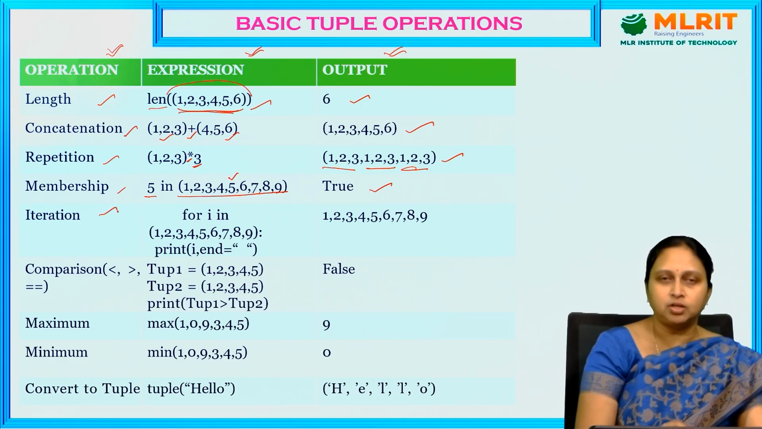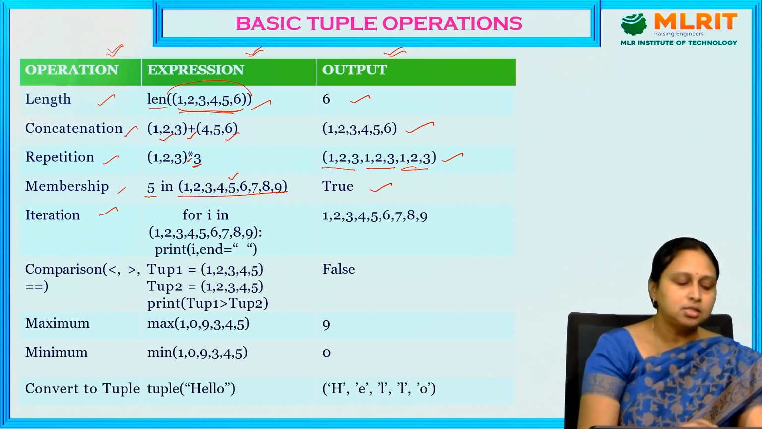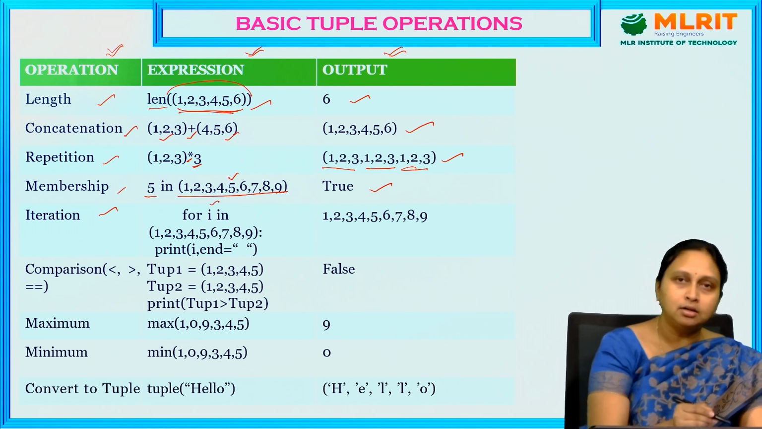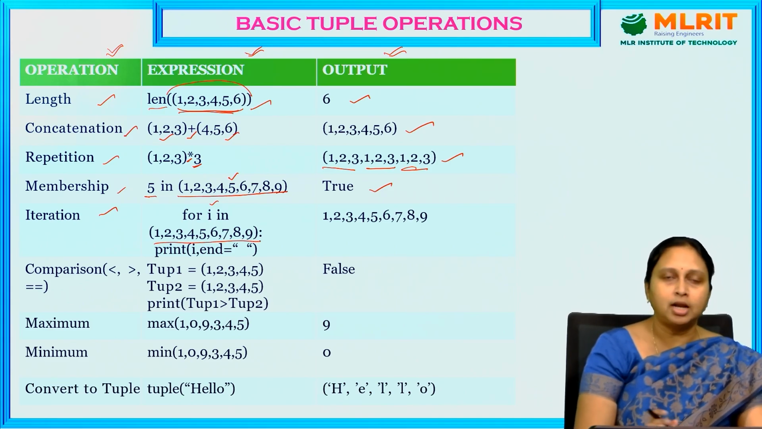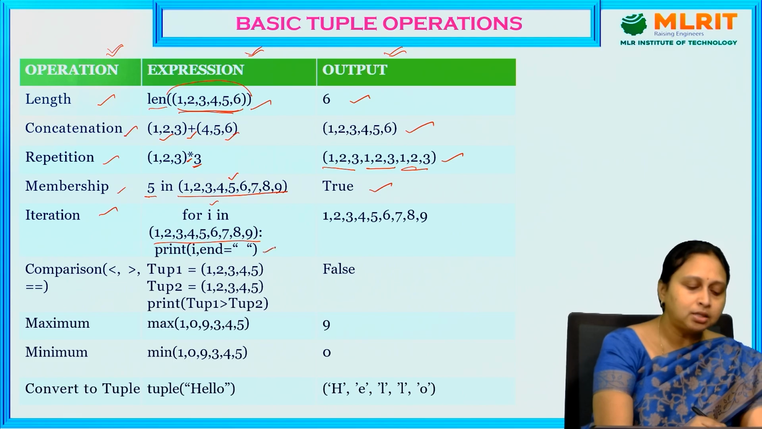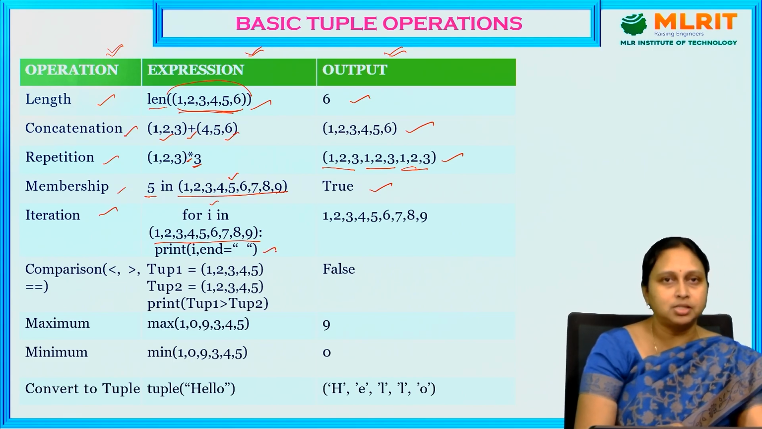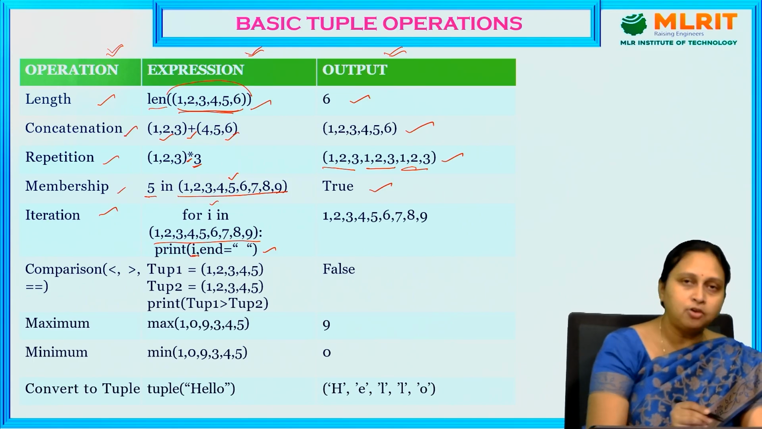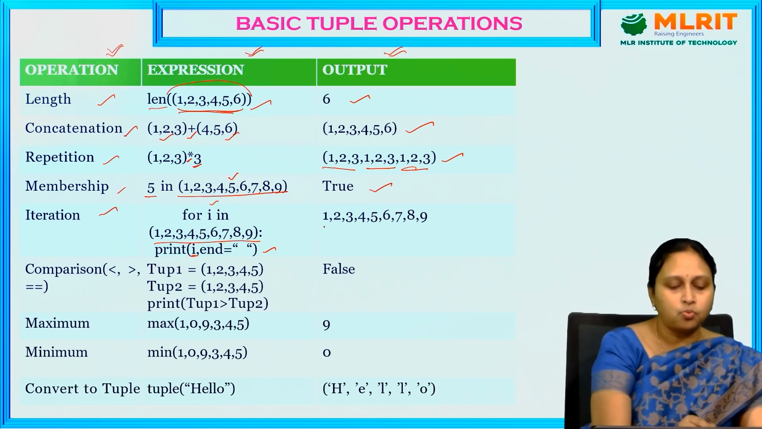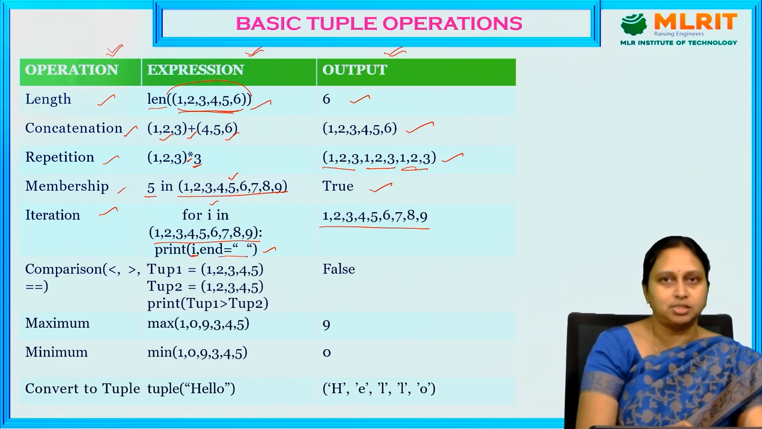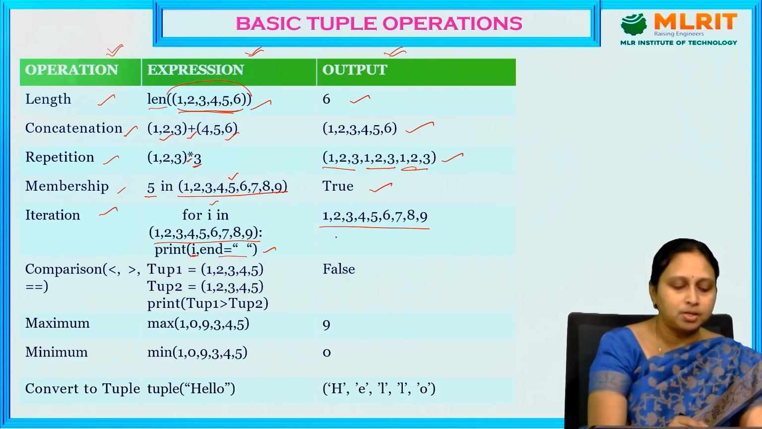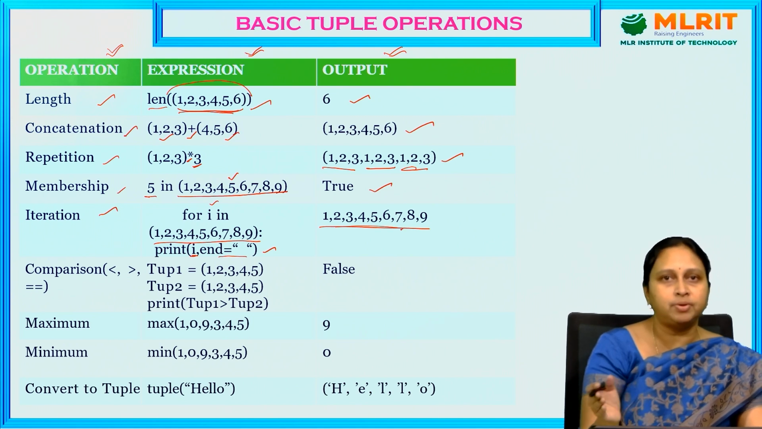Next, what is iteration? We have seen different iterations, like while and for. If I am going to use for i in the complete tuple, with values from 1 to 9 given, and I try to print the elements of i present in that tuple, I can use the print statement to print all the elements. That is, 1 to 9 will all be printed, and in the end we have just given a space.